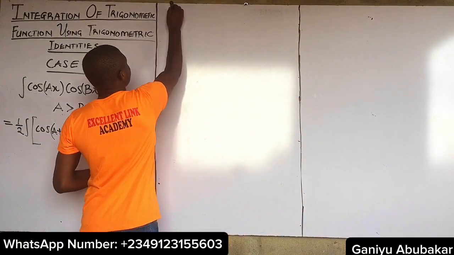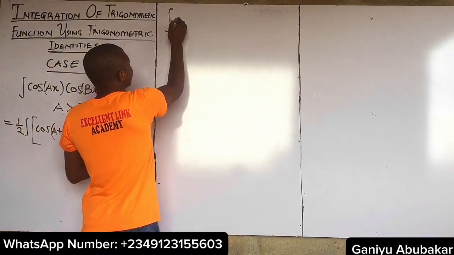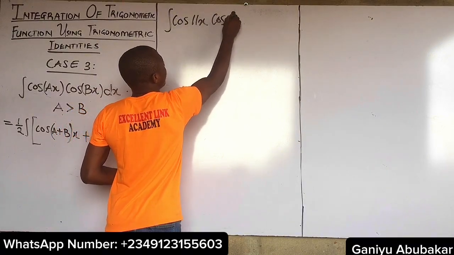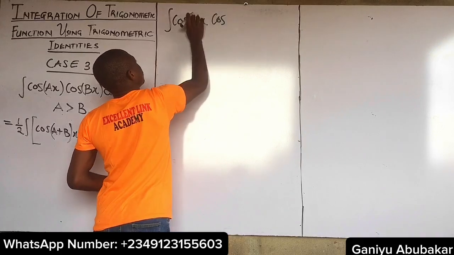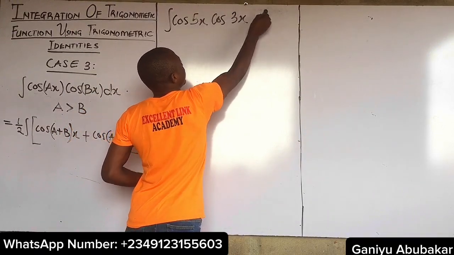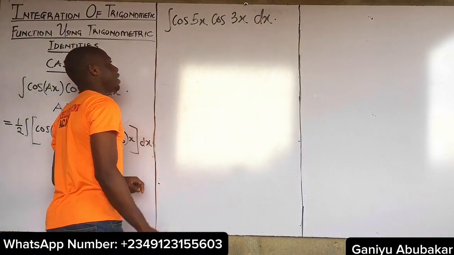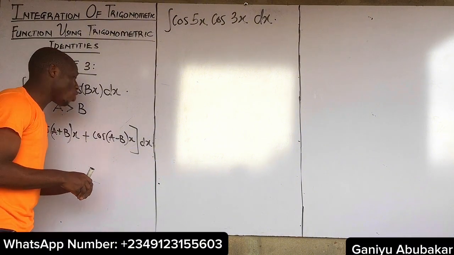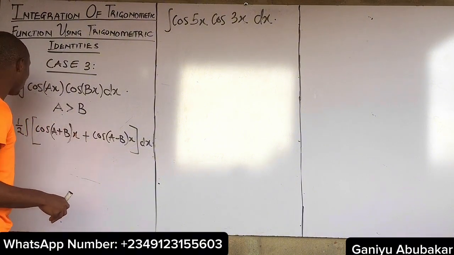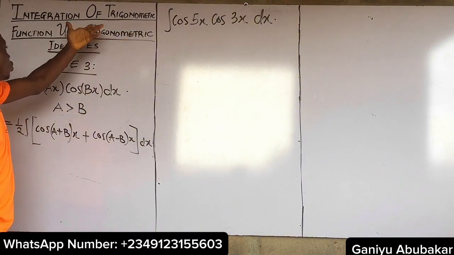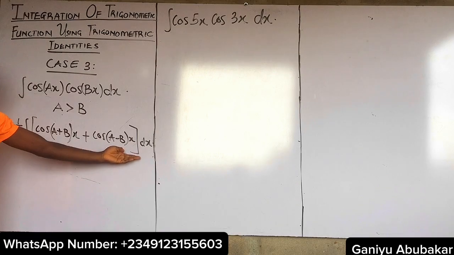Let's say I'm going to evaluate the integral of cos 5x cos 3x with respect to x. How do you go about this one? Your priority is to recall this expression. If you can't recall it, you can't solve it, because this is a problem under integration of trigonometric functions using the idea of trigonometric identity.